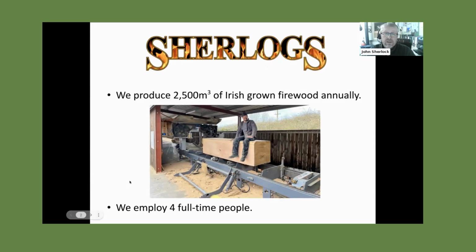So we're based here in Navan. Originally we started doing firewood. We're doing about 2,500 cubic meters of firewood annually. There's full-time people here, and we take on part-time people in the summer. You can see one of our men there, Andreas, quite happy.